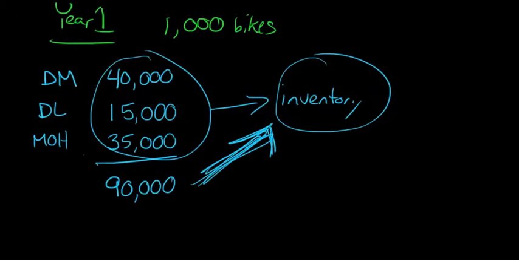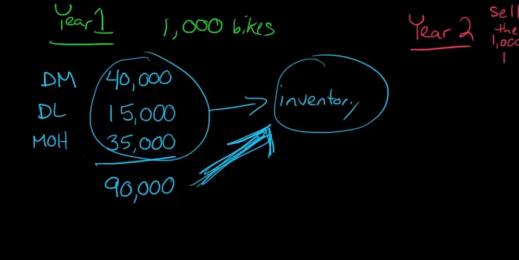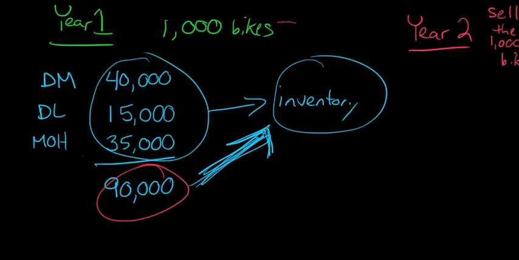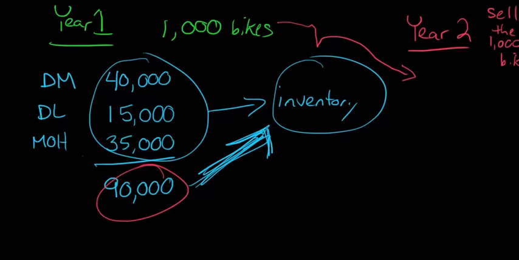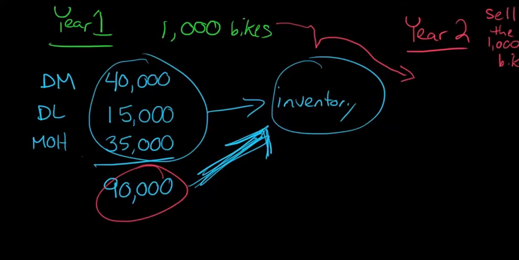But in year two, we sell the 1,000 bicycles, right? We sell all 1,000 of the ones we made. Now what happens? Well, this 90,000 is going to flow with the bicycles. It was inventory in year one, and now in year two, when we sell those same bicycles, the bicycles are flowing out of the firm, and now the cost is going to flow out as well. So how does that flow out?